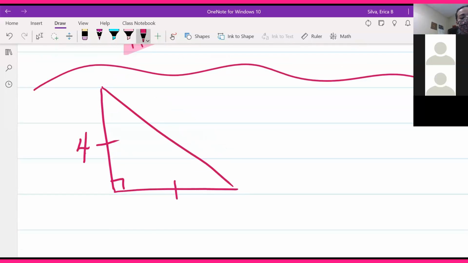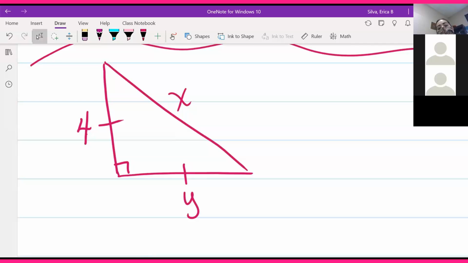Let's say this is 4. This is X, and this is Y. Go ahead and put it in the chat what X is. Notice where X is. Are we going to multiply times the square root of 2, or are we going to divide by the square root of 2? We're going to multiply. Good job, Axel.